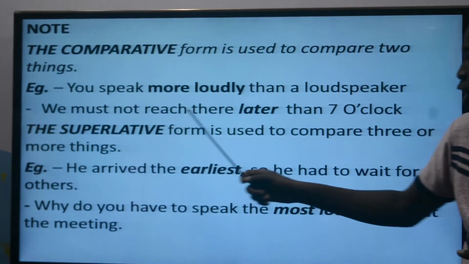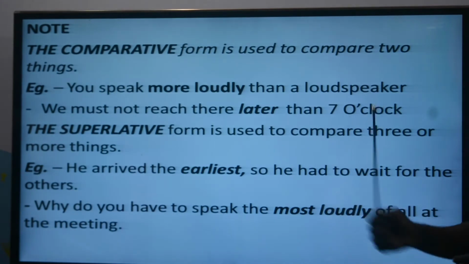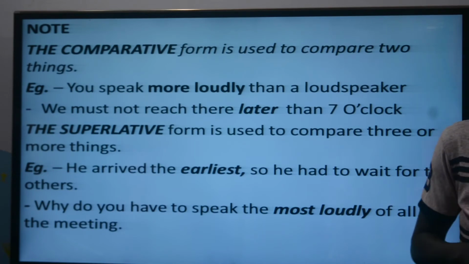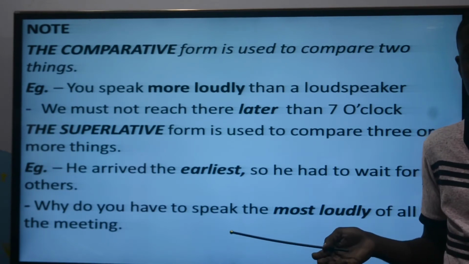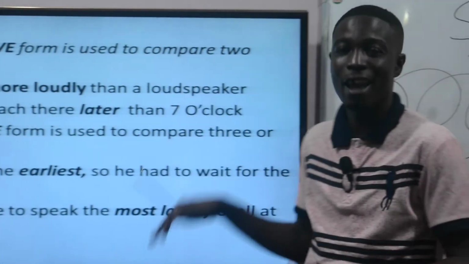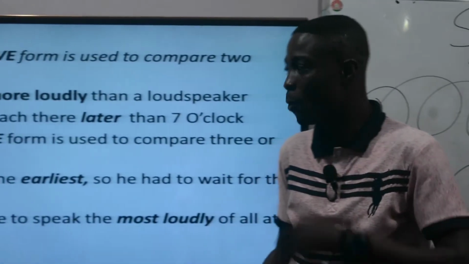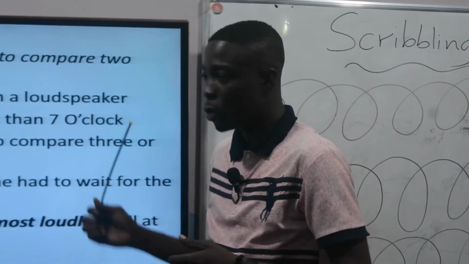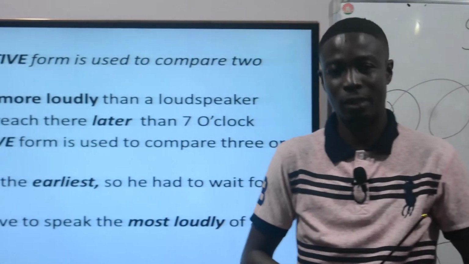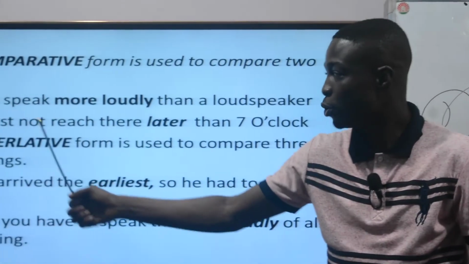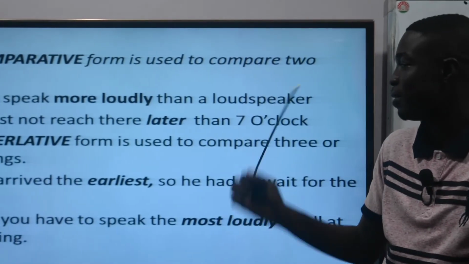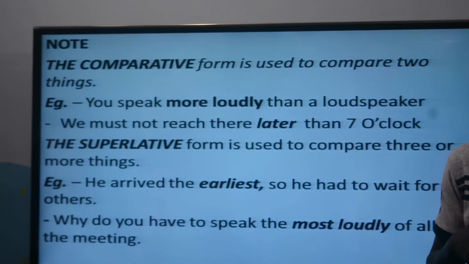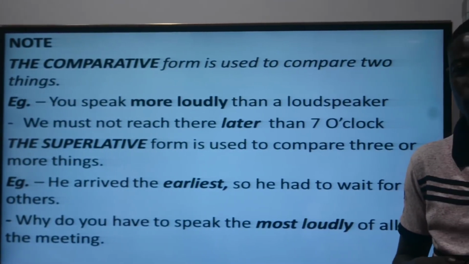We must not reach there later than 7 o'clock. What are the two things here we are comparing? 7 o'clock and any other time. Though the any other time wasn't stated here, we are comparing 7 o'clock and any other time. So we must not reach there later than 7 o'clock. Comparative. Two things. Not more than two, not less than two.